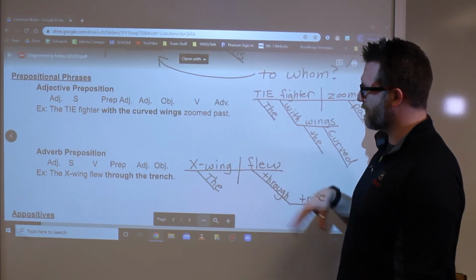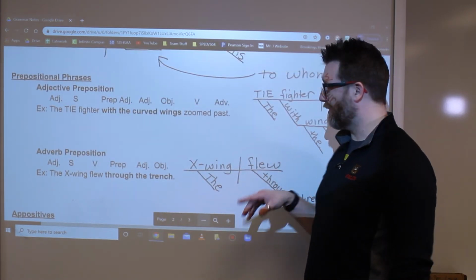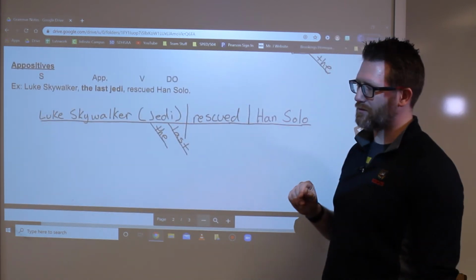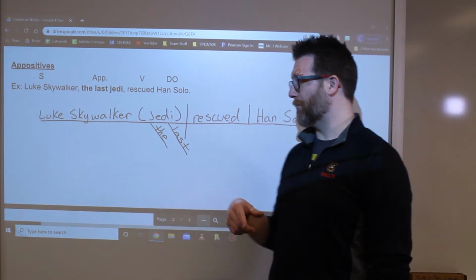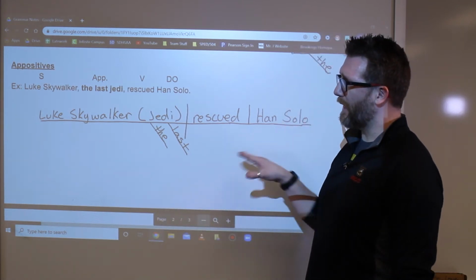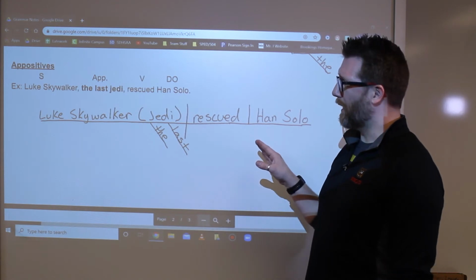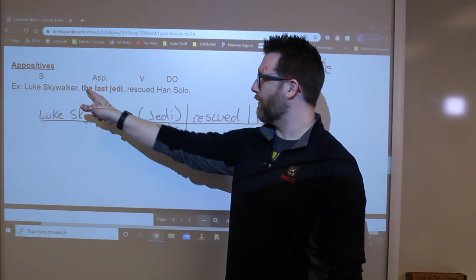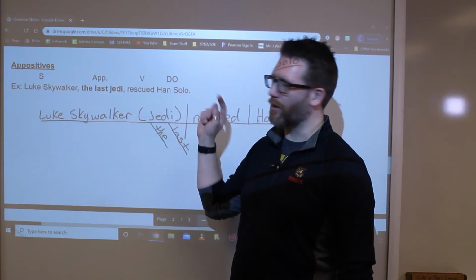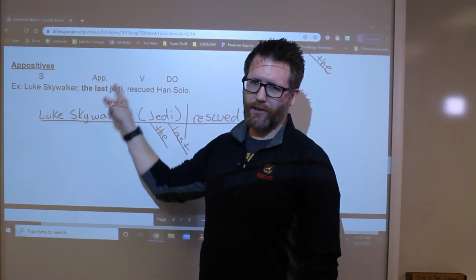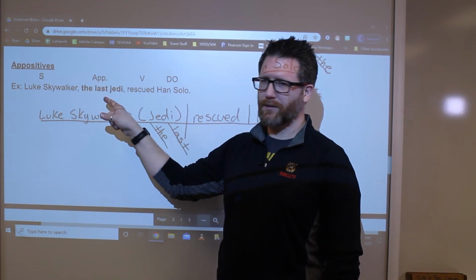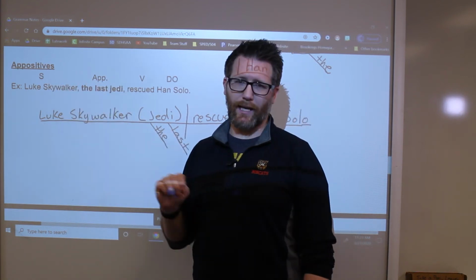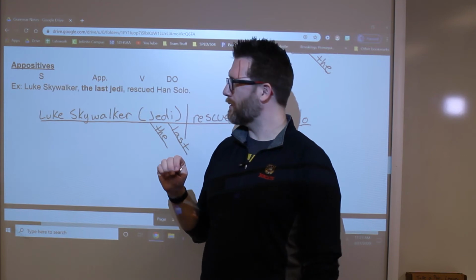So that's prepositional phrases. On today's assignment, though, you also will be looking at appositives as well. So it gets a little bit more complicated here. Now for appositives, remember we talked about appositives with commas. Like Luke Skywalker, the last Jedi, rescued Han Solo. So the last Jedi part is the appositive phrase. Remember, it just renames whatever came right before it.